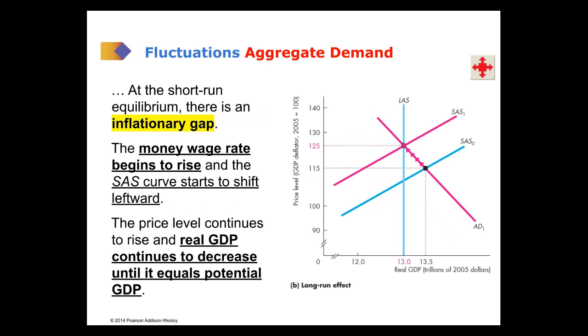Now, what happens in this situation is that in the short run, there's an inflationary gap. So the money wage rate begins to rise. The short-run aggregate supply curve shifts leftward because with the money wage rate higher, the cost of production for suppliers is higher, and so they're able to supply less at each price level, and so supply decreases. When the cost of a factor of production increases, supply decreases, and that's what happens here. And the price level continues to rise until we get back to the point where real GDP equals potential GDP.